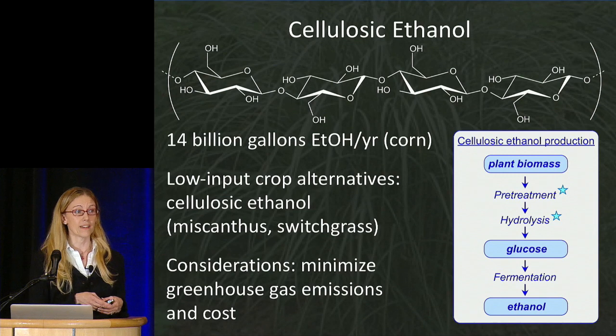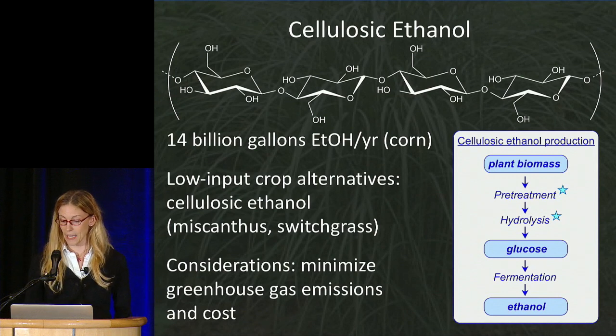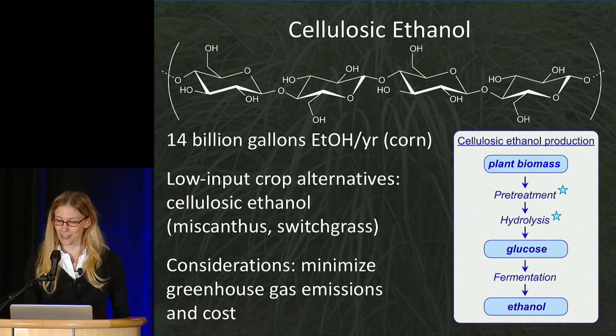And our modified cellulose produced by bacteria is more digestible than crystalline and amorphous cellulose. So we'd like to translate this into plants to help this process. And I'll allude to one other potential application at the end of the talk.